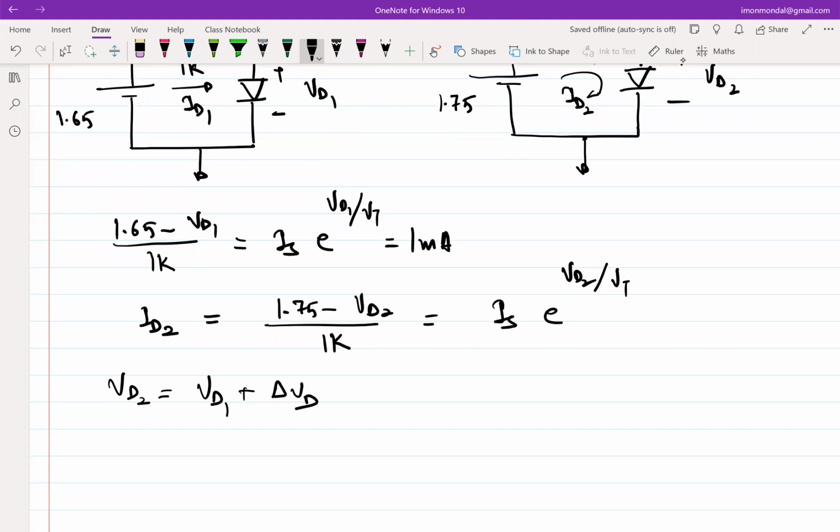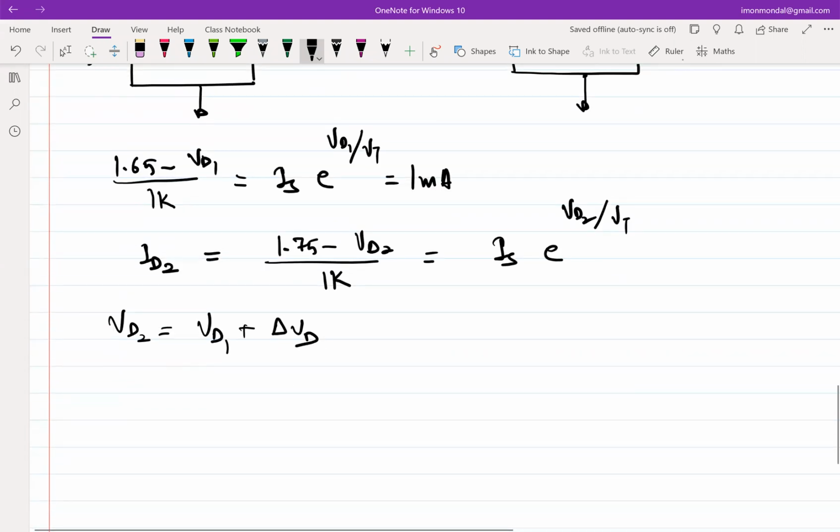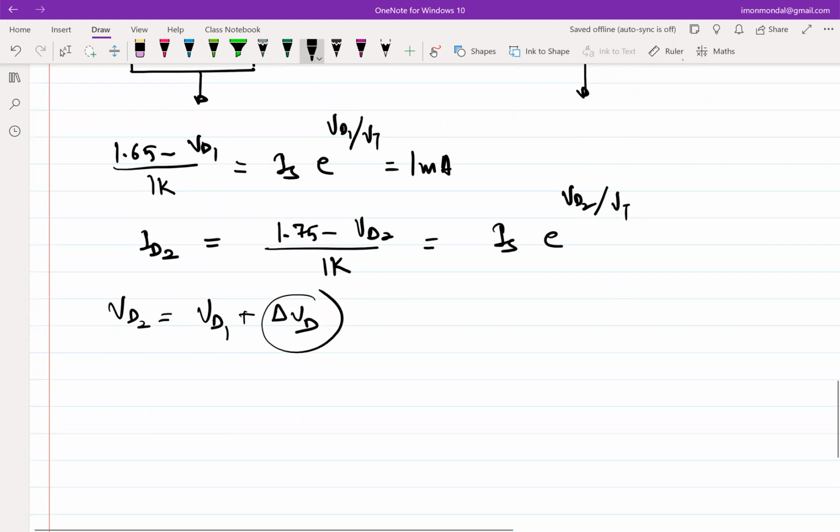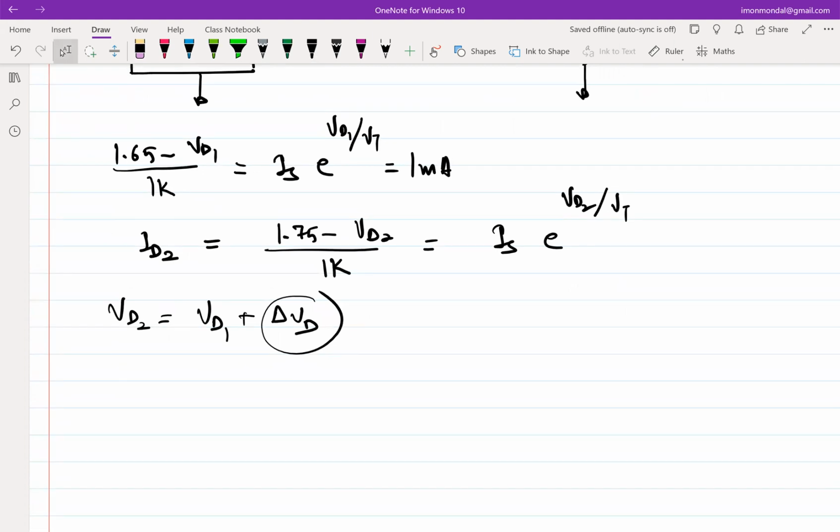Till now I have not made any approximation. What I'm trying to get at is that the motive of this part of the lecture is to convince you that even if I neglect the higher order terms, I'll be fine. But for that, I have to assume that this delta VD contains the higher order terms. So let's assume this delta VD contains the absolute change, the total change, not only the linear change. So in this case, I'll just replace VD2 with VD1 plus delta VD.